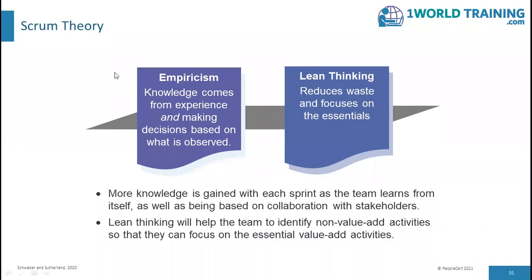We take a look at Scrum Theory. It focuses on empiricism and lean thinking. Empiricism means the knowledge that comes from experience and making decisions based on what is observed rather than just theory. Lean thinking is about reducing waste and focusing on the essentials.